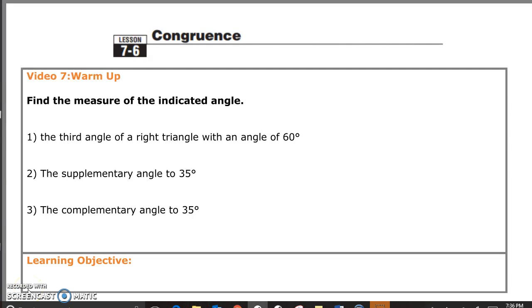Okay guys, today we are going to be talking about lesson 7-6. We're going to be talking about congruence. So first we're going to start a warm-up, finding the measure of the indicated angle.